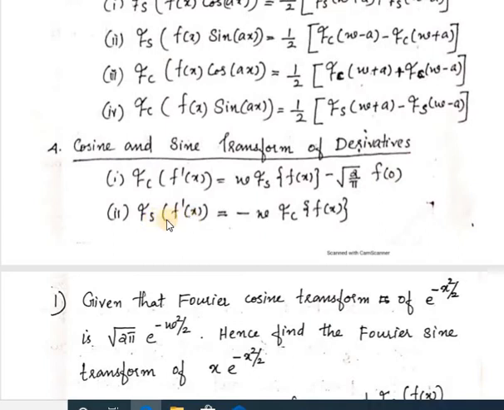Similarly, Fs of f dash x, that is the Fourier sine transform of a derivative function, is given by minus omega Fc of f of x. That is, find the Fourier cosine. Here also, if it is the sine transform of a derivative, we have to find the cosine transform of the function and multiply with minus omega.